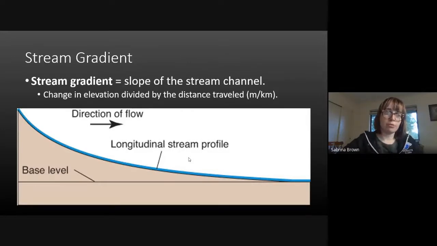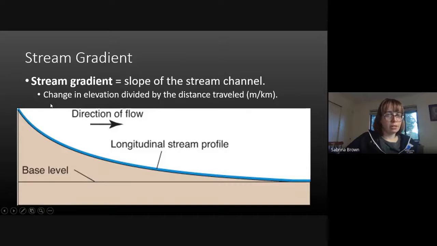The second important factor for determining what a stream looks like is what we call stream gradient, which is essentially just the slope of the stream channel. This is the change in elevation divided by the distance, right? Think of how you calculate slope in trigonometry class. Here's our stream profile, right? If we're looking at our stream from the side, we have a change in elevation over a certain distance. If we divide that change in elevation by our distance, then we get the gradient.